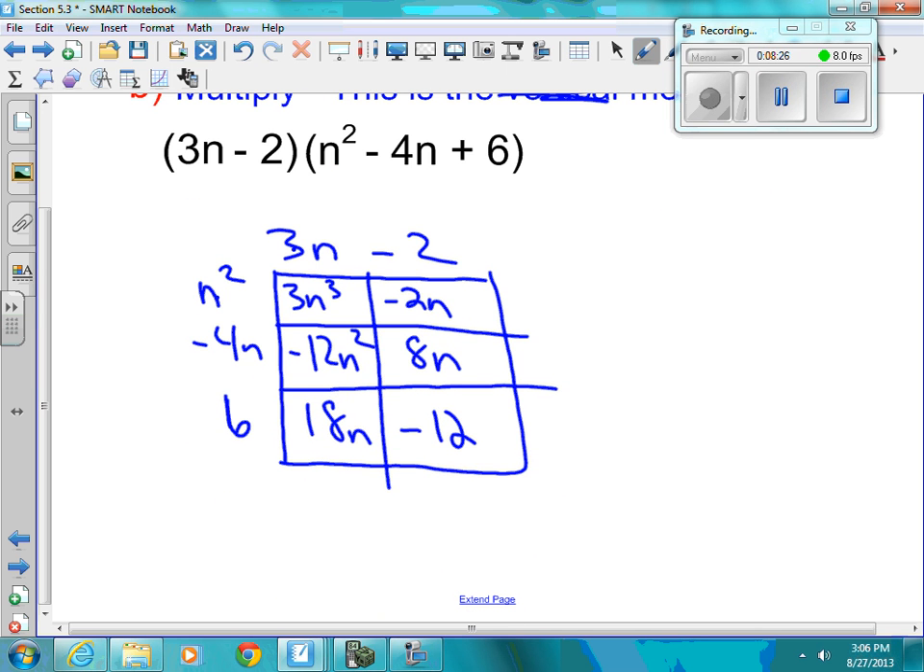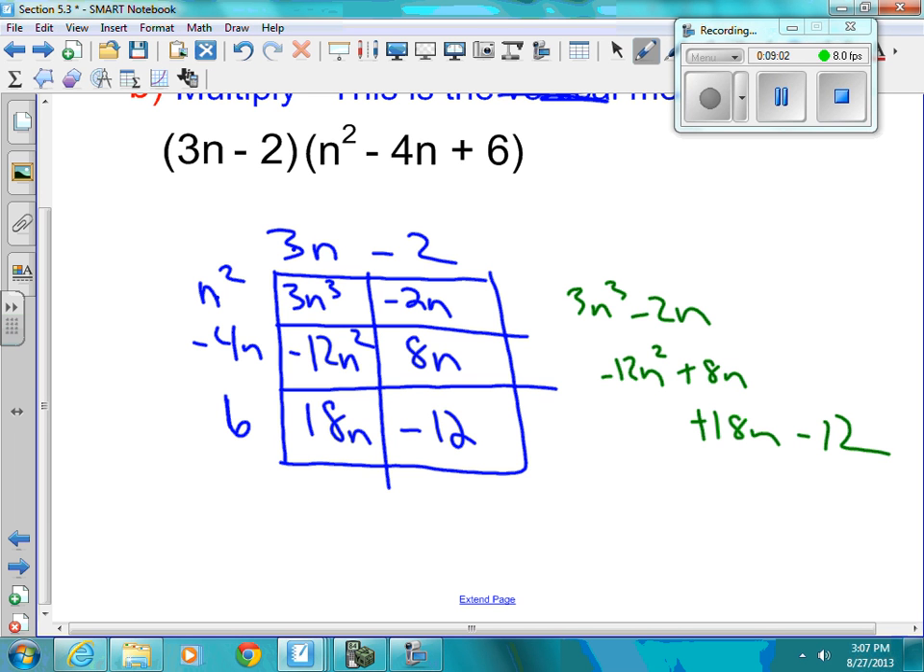We combine the like terms. What I like to do is stack them up, so they're like terms, or line them up. 3n cubed minus 2n. So negative 12n squared, that doesn't have a like term, so I'm going to kind of put it between these two. But 8n is like terms with the 2n. And 18n, oops, negative 12n squared, forgot the square there. 18n minus 12.